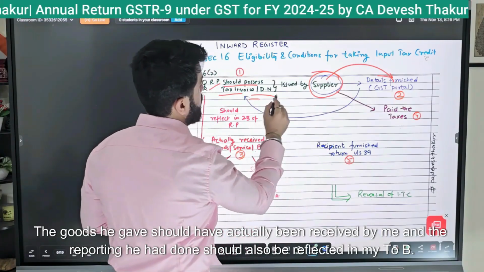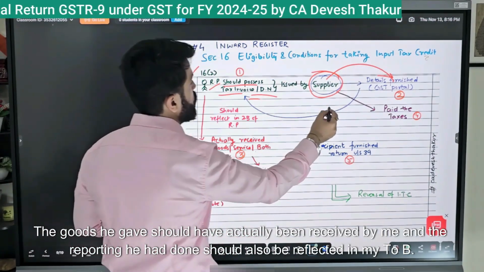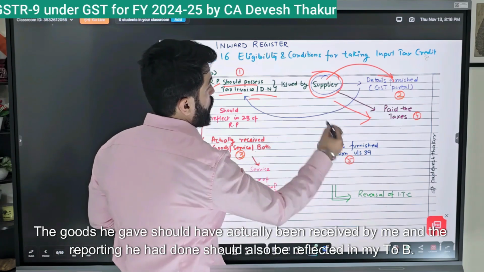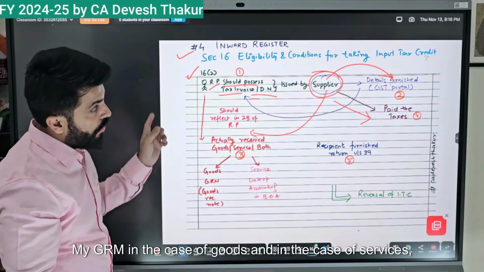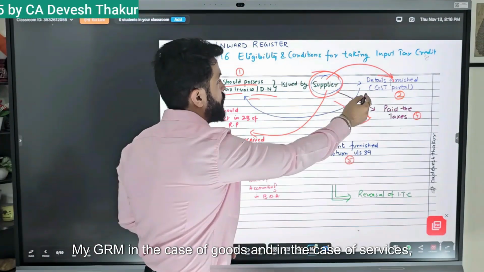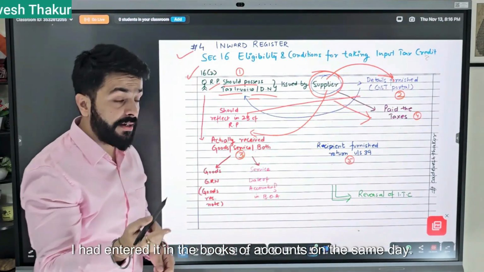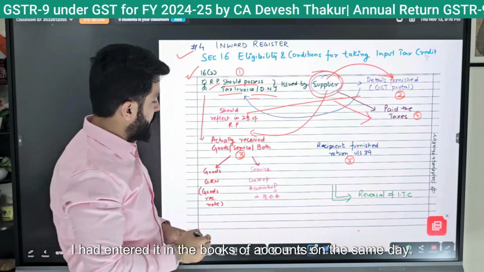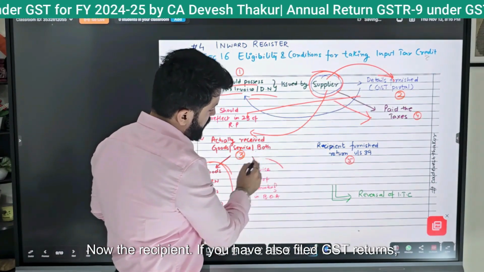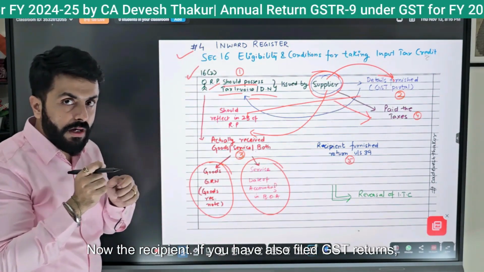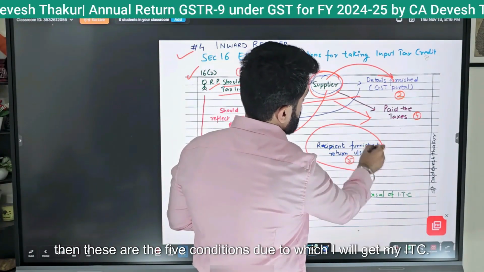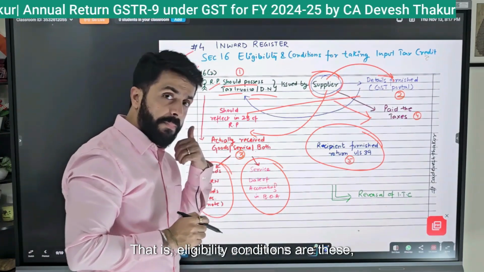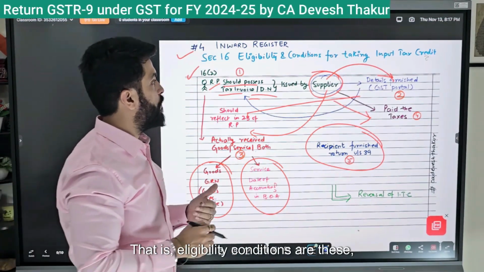The goods he gave should have actually been received by me, and the reporting he had done should also be reflected in my GSTR-2B. In the case of goods and services, I had entered it in the books of accounts on the same day. Now the recipient, if you have also filed GST returns, then these are the 5 conditions due to which I will get my ITC. That is, these are the eligibility conditions.